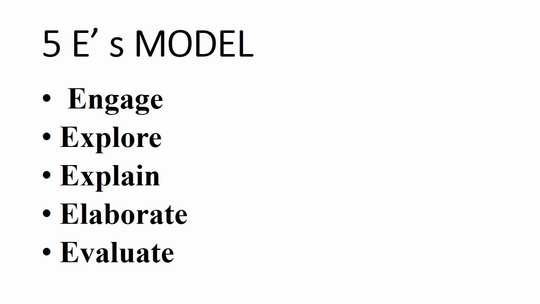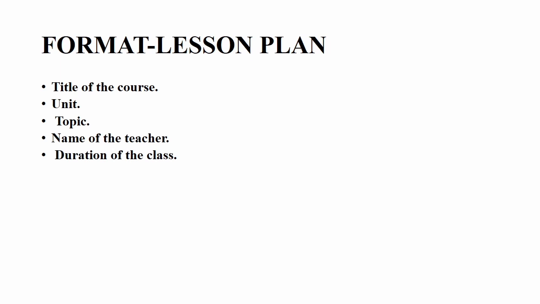Okay, now how we can design or format a lesson plan. When you design your lesson plans, you have to consider the following things, especially the title of the course. This is a course for biology, for chemistry, or English, whatsoever, unit 1 or 2, and the topic, for example the cell or cell membrane or the cell wall. Then the name of the teacher, the resource person or instructor, and the duration of the class, which is 45 minutes, 1 hour or 2 hours. Then the date and time on which you deliver your lecture or discuss this topic.